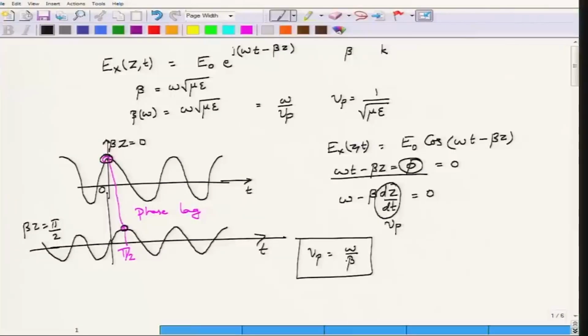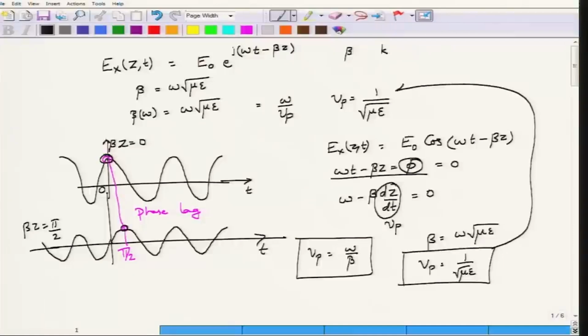And since beta happens to be, for free space, linearly proportional to omega with this proportionality factor, we have Vp is equal to 1 by square root mu epsilon. This is the reason why I called this constant Vp as 1 by square root mu epsilon, because I knew beforehand that this would be the velocity of the constant phase point for a single frequency wave which is propagating along the z direction. This is important: it is a single frequency wave having a frequency of omega.